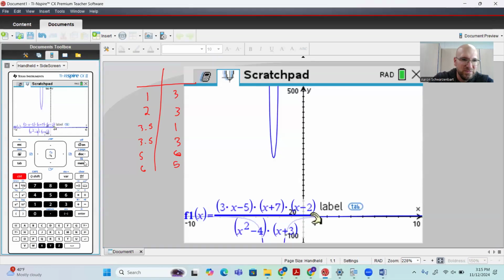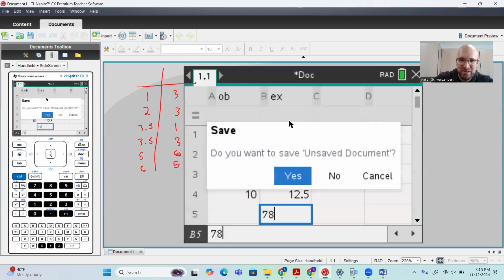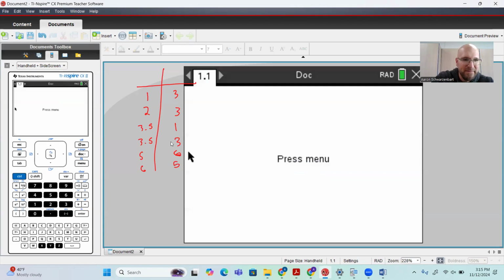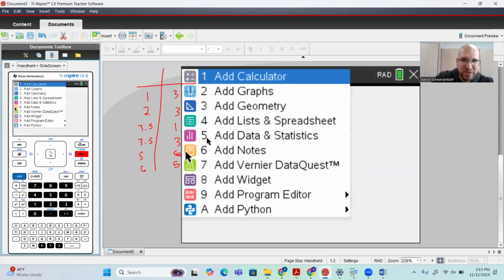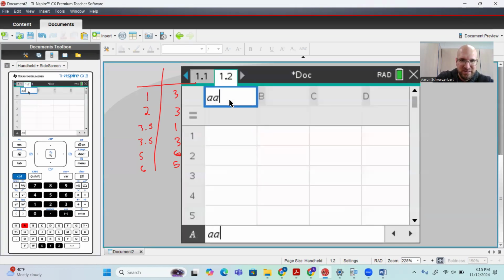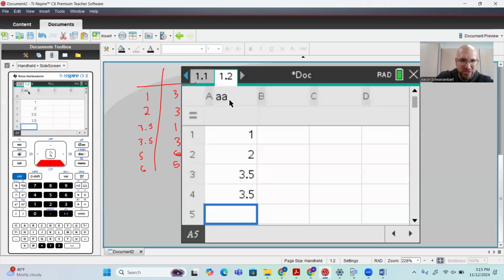I'm going to start a new document. Actually, I should go here. New document. No, I don't need to save. I'll add a page. I'm going to add a list in spreadsheets. I'm going to name it AA because it's simple. I just enter my ordered list.